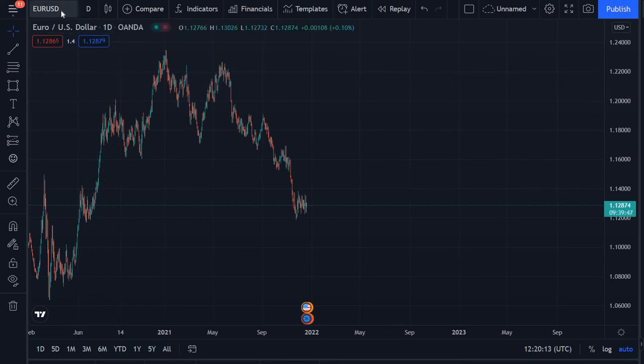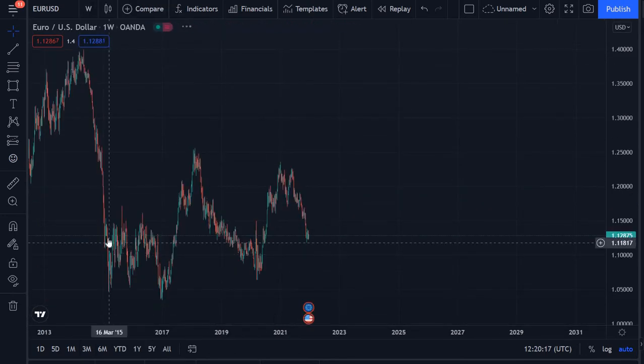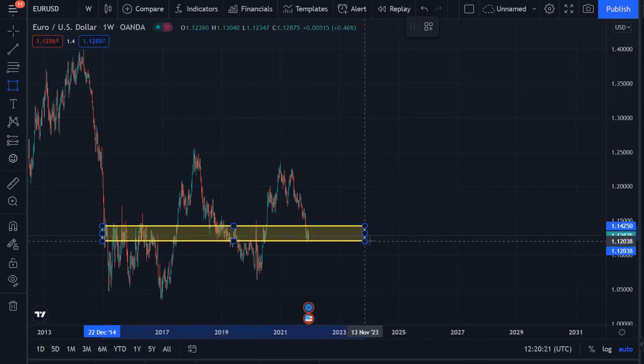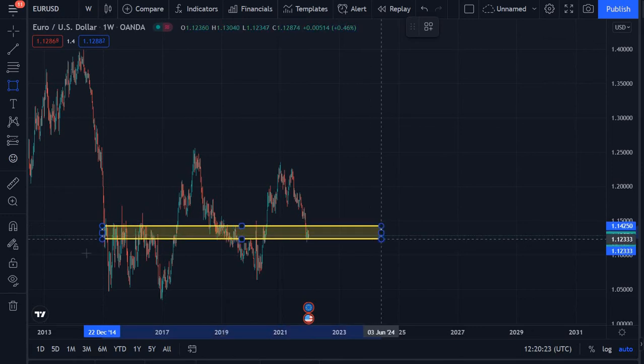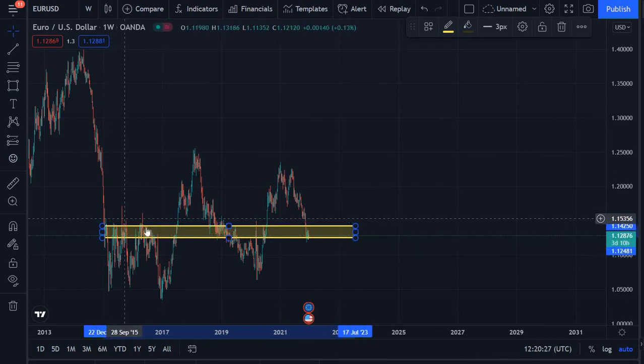In front of me is the Euro USD, and here on the weekly, we are somewhere at this previous resistance area, and then we broke out. Here we broke below, here we went straight above it again.